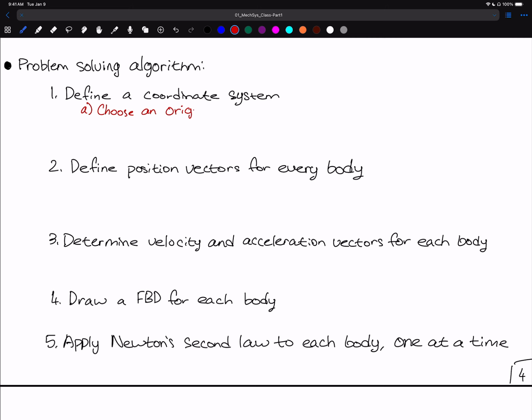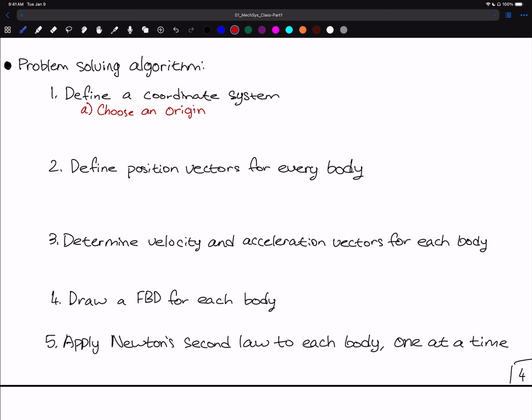This will be a fixed point. And this is where you're going to define a fixed reference frame. Sometimes you're given an origin in a problem. Sometimes there is a very natural origin to choose, such as if you're considering a pendulum, the point where a pendulum connects to the ground would be a good origin. Other times you have to arbitrarily choose your own origin, and then you might need to define dimensions in order to help you with defining position vectors. We'll deal with that as we go.